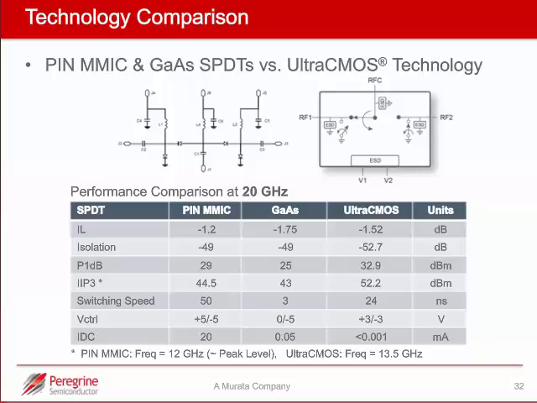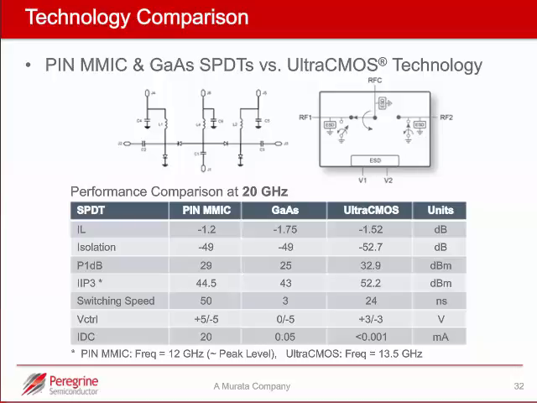Comparing switching speeds, GaAs devices are faster, pin mimic is slower, and we're pretty much in between the two. And then from a current draw perspective, the pin mimic has significantly more current than either solution at 20 milliamps. That's a plus or minus depending on how you have it controlled, versus less than on the order of a microamp for this particular part under UltraCMOS.